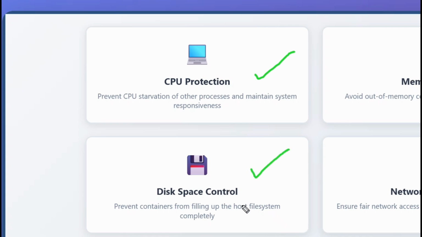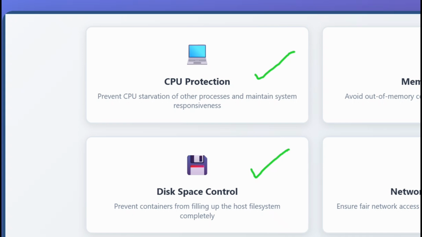And the third point was disk space controls. It will basically prevent the containers from filling up the host file system completely. Containers that write excessive logs or temp files can fill up the host file system very quickly, and with proper disk space allocation, that will help to avoid this kind of risk.